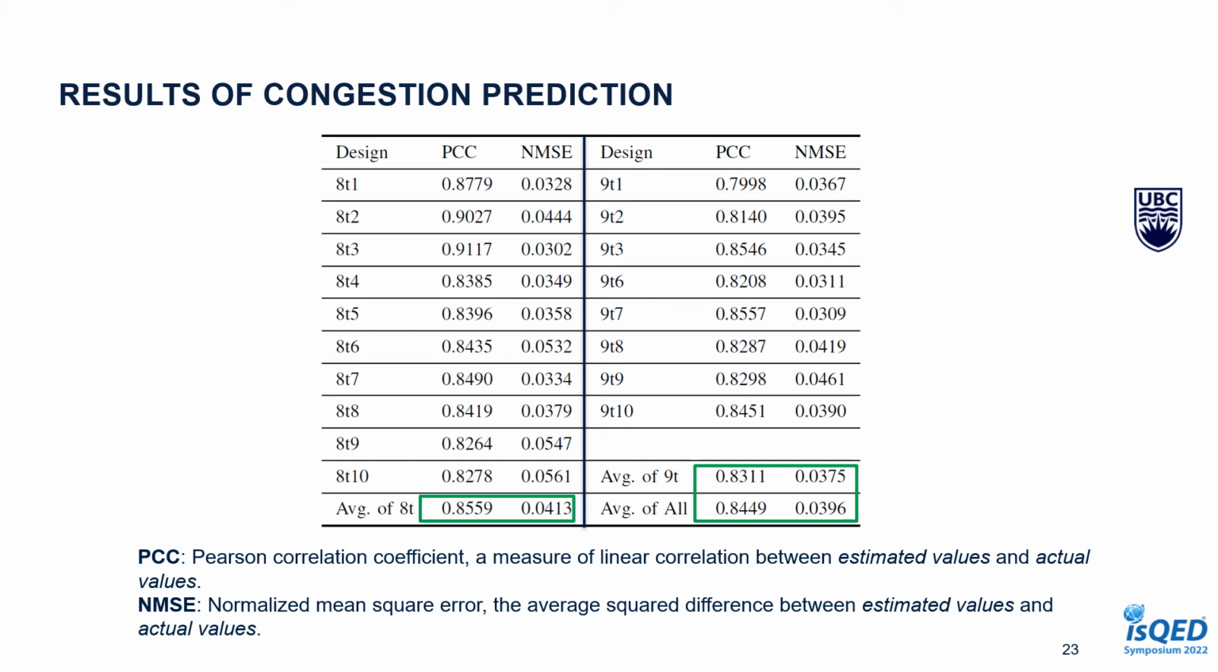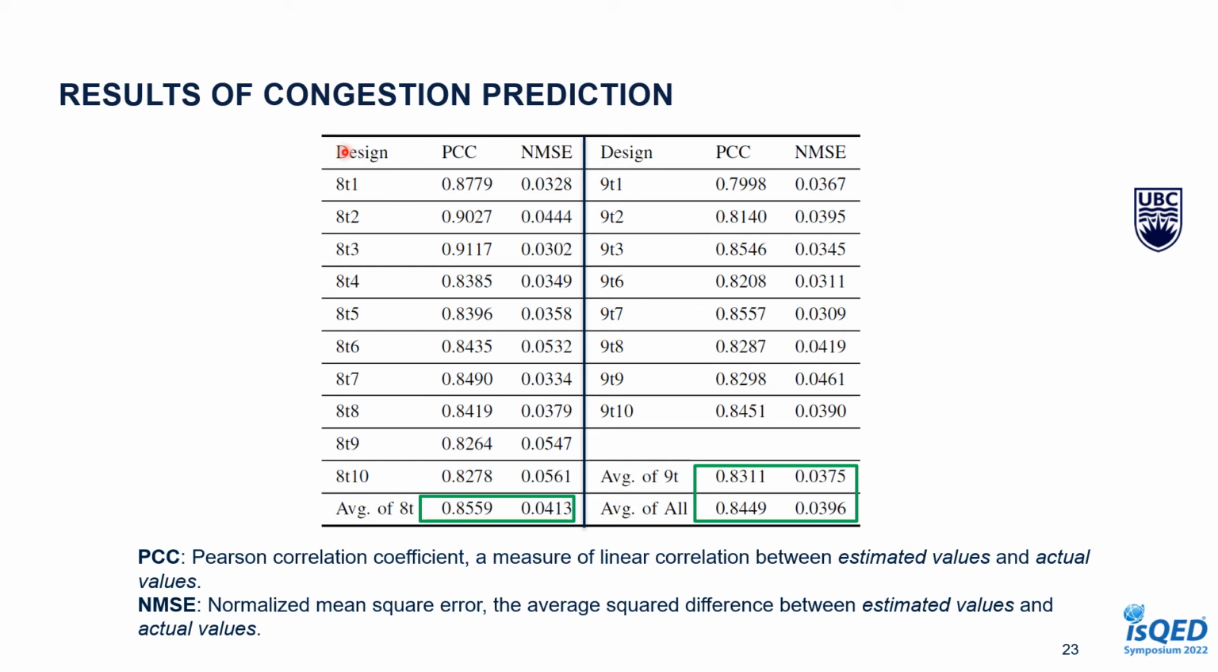Two metrics were used to evaluate GlobalNet, PCC and NMSE. PCC is a correlation coefficient which measures the linear correlation between estimated values and actual values, and NMSE is the normalized mean square error, which describes the difference between estimated values and actual values. And these two metrics are widely used to evaluate the performance of a predictor.